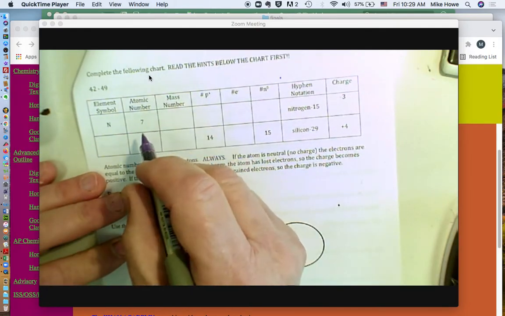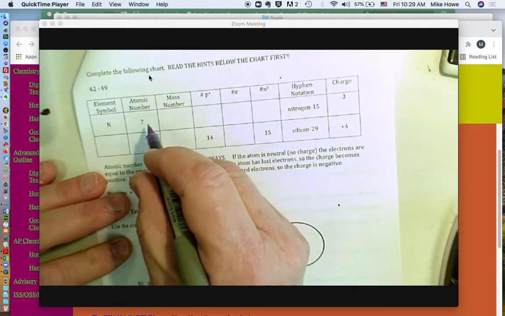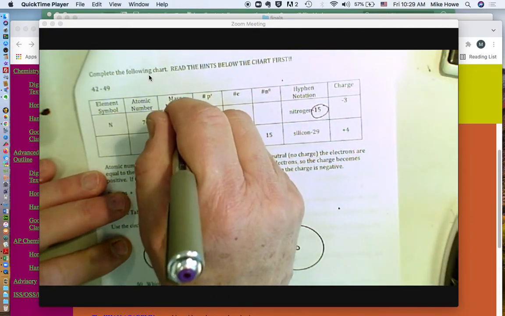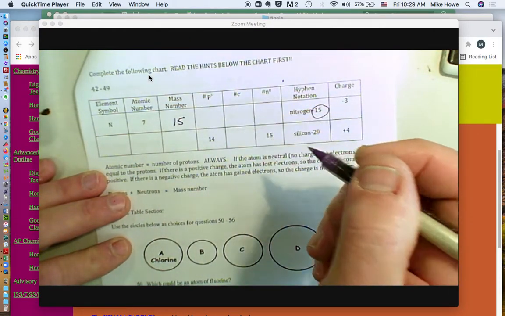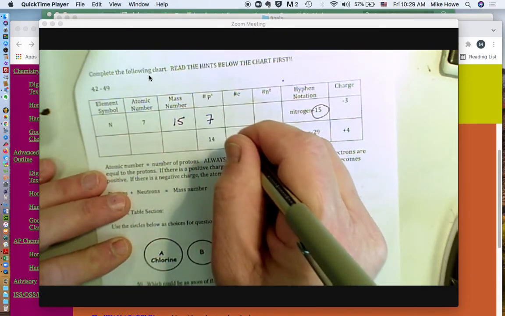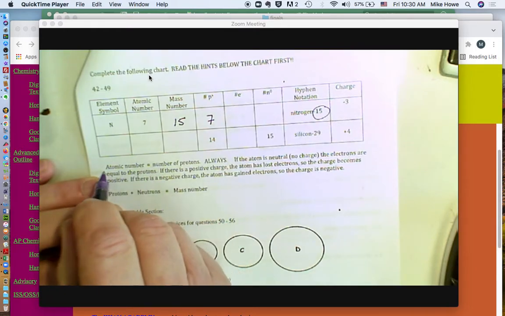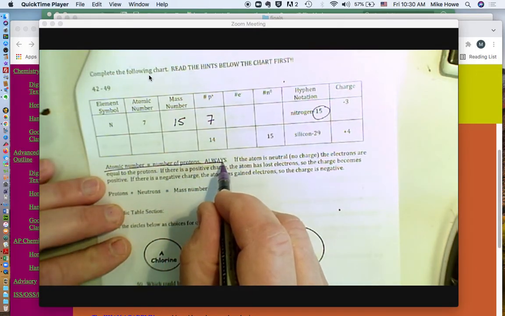All right, so the element symbol's in the atomic number 7. We know the hyphen notation says nitrogen 15, so the mass is 15. The protons would be 7 because the atomic number is 7. Down here we said atomic number equals number of protons always, just said that.